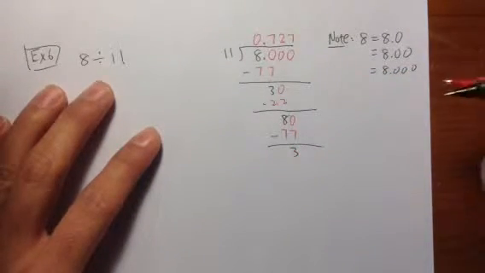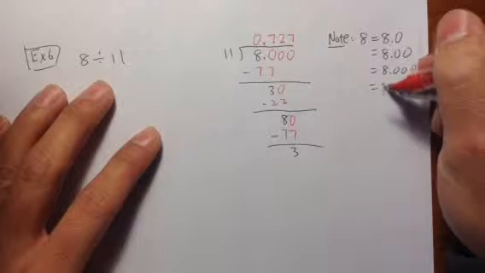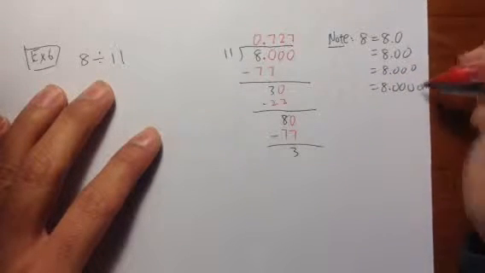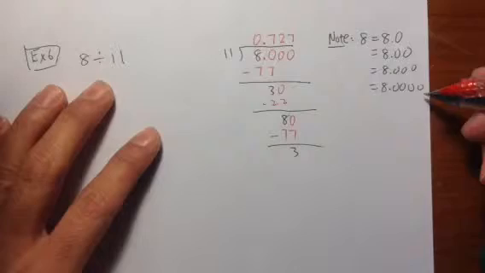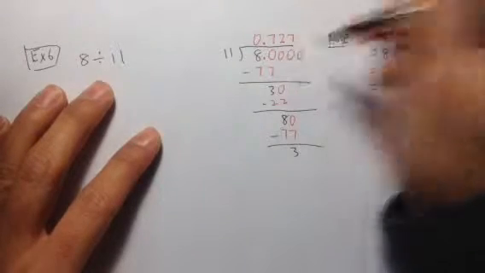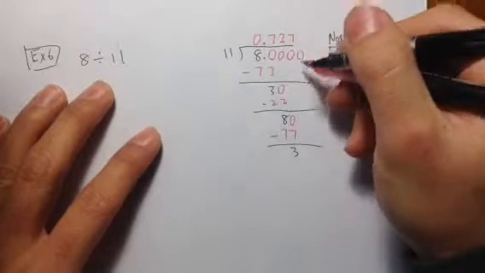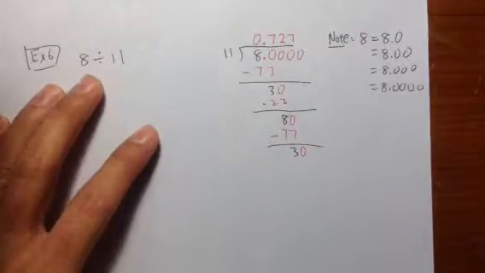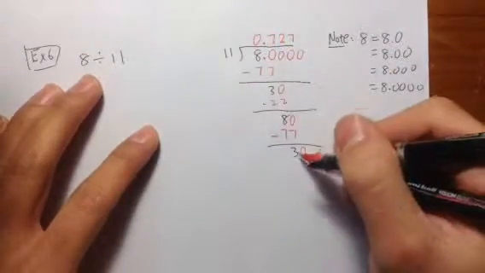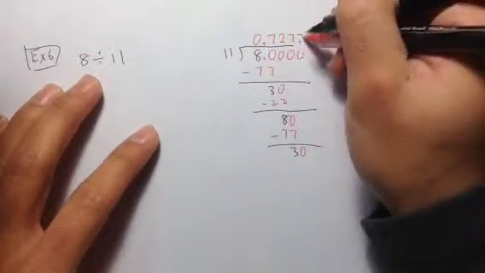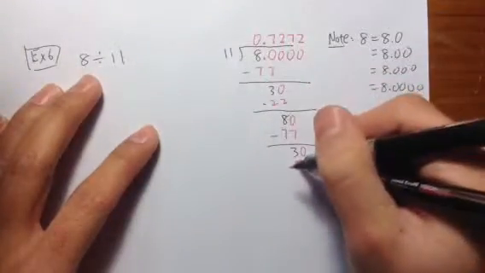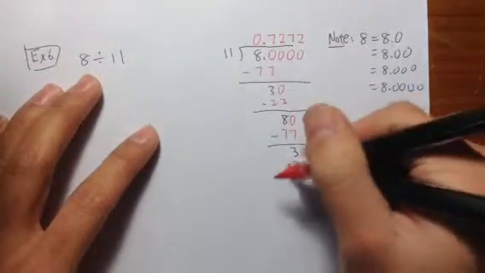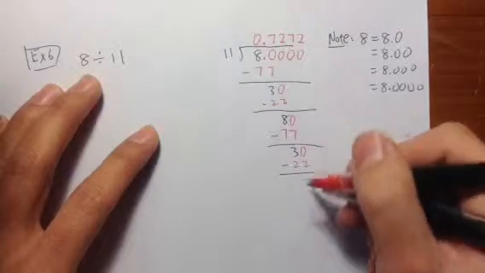And you can see a pattern. I'm going to add another 0 again. 8.0000. Use this idea here. I can attach another 0 in the back. Bring this 0 down here. 11 goes into 30 twice. 2 times 11 is equal to 22. When you subtract 30 minus 22, you get 8.